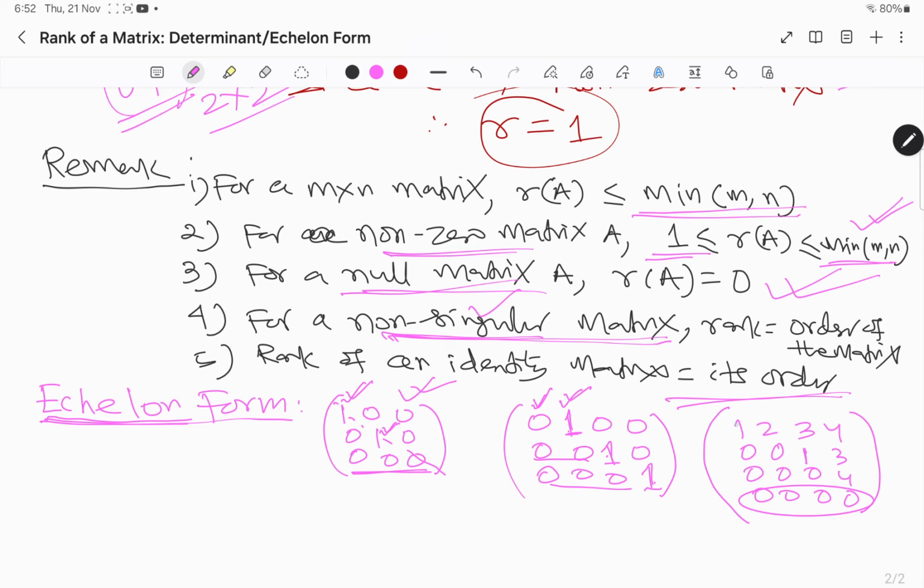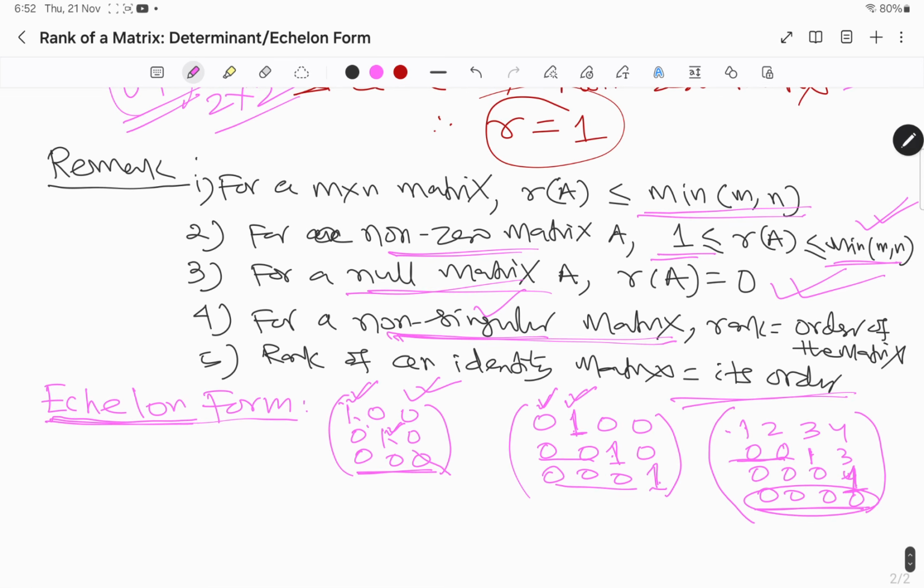Okay, so here the first non-zero entry is 1. Before it there is no 0. Before this there are 2 zeros. This has to be 1, since this is an echelon form. So here the number of zeros before this non-zero element 1 is 3, and all the rows having all entries 0 are placed at the bottom of the matrix. Okay, so this is an echelon form of the matrix.